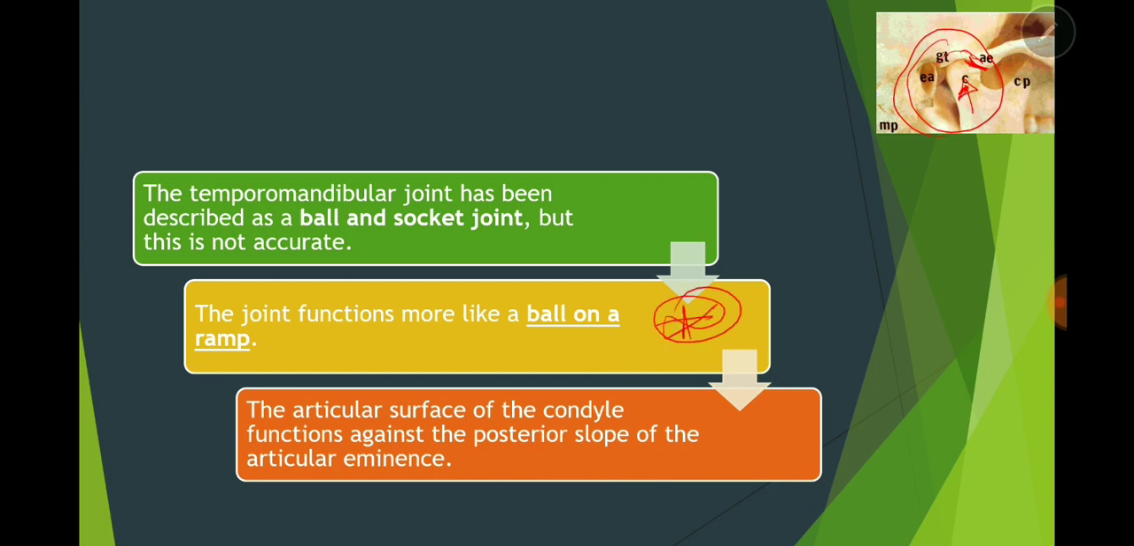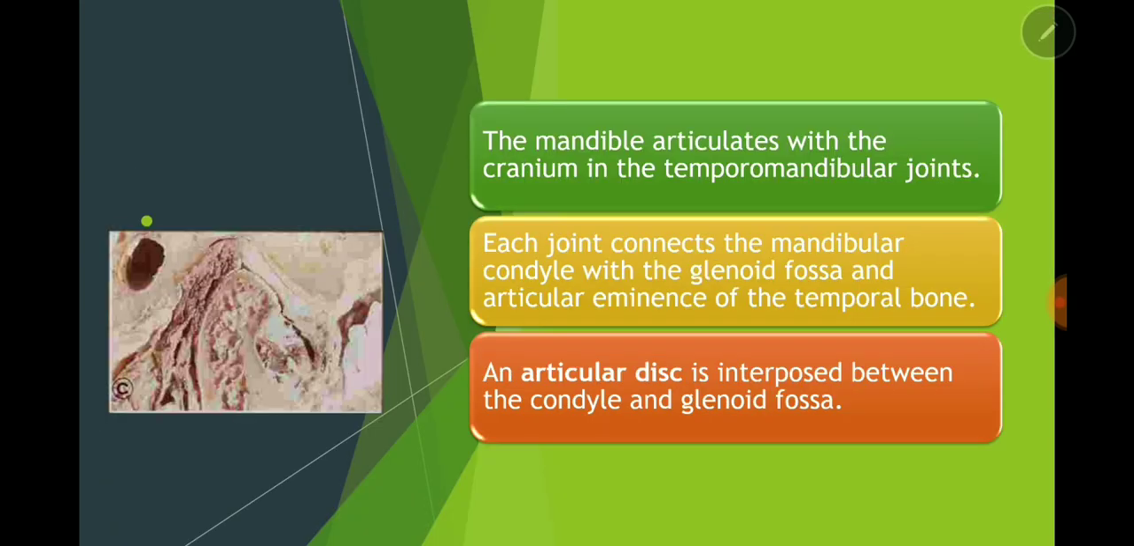The articular surface of the condyle functions against the posterior slope of the articular eminence. Make sure you keep that in mind. It's the posterior slope, which is right here. This is the anterior slope of the articular eminence, and this is the posterior slope. The condyle is functioning on the posterior slope, so you have to keep that in mind. Make sure you understand what you are looking at. Any questions so far? So let's move on.